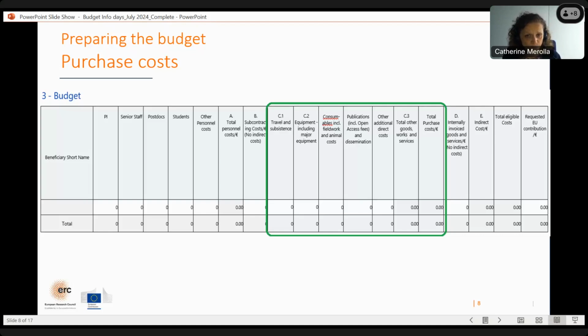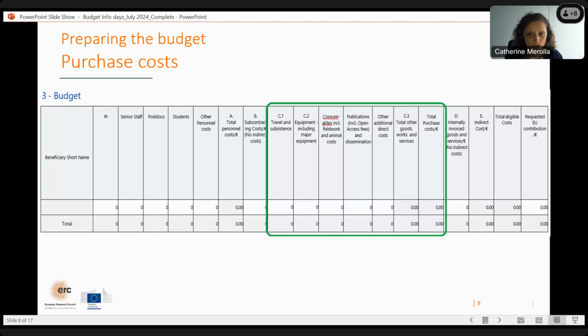For equipment, what we have in mind, of course, is the equipment that will be depreciated over the lifetime, the useful life of the pieces of equipment. So assets that are specific for the project. Then publication, there was already a mention that please do not forget to foresee a little amount for publication open access fees in your project.